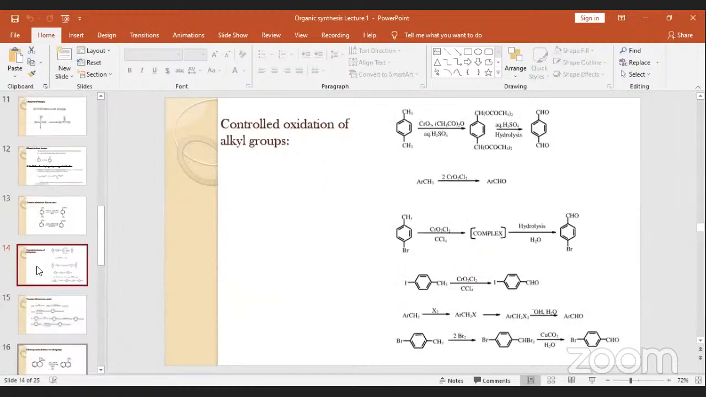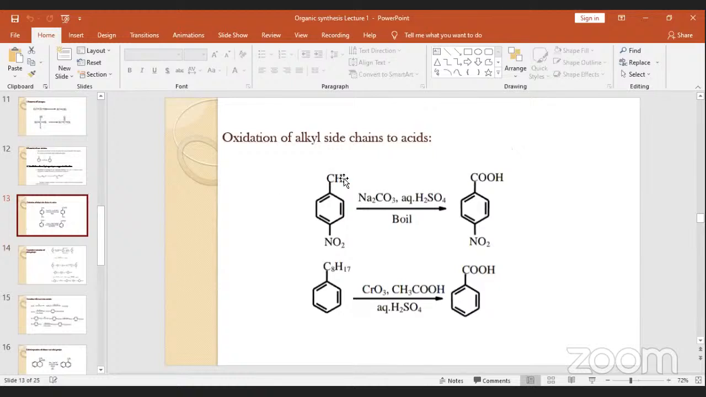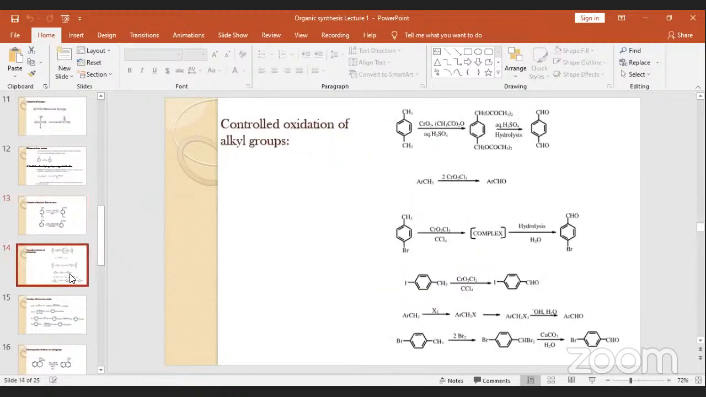Now, see, we have seen complete oxidation here. CH3 is getting oxidized to the corresponding carboxylic acid. And in the next slide, what are we doing? Controlled oxidation. See, controlled oxidation means you can stop the oxidation at an intermediate stage, which means you can prepare aldehydes, for example, from alkylbenzenes.